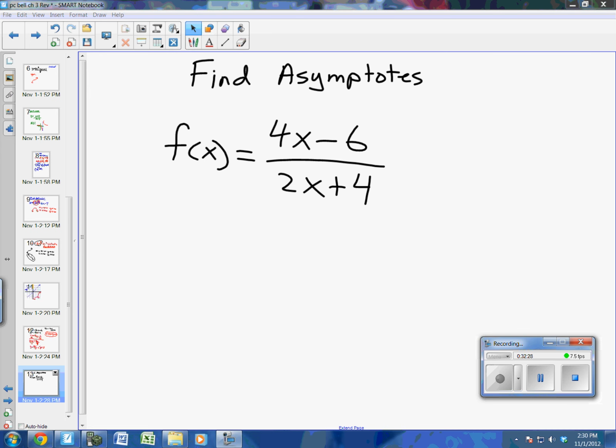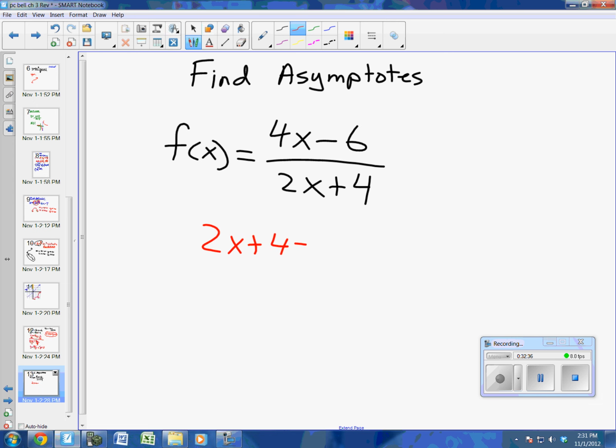Okay, you guys, to determine vertical asymptotes, you set the denominator equal to 0. Because whatever makes the denominator 0 makes it undefined, and there's going to be an asymptote. So if I subtract 4 and divide by 2, one of my vertical asymptotes is at negative 2. Got that? Okay. Now, that's how you find vertical asymptotes.